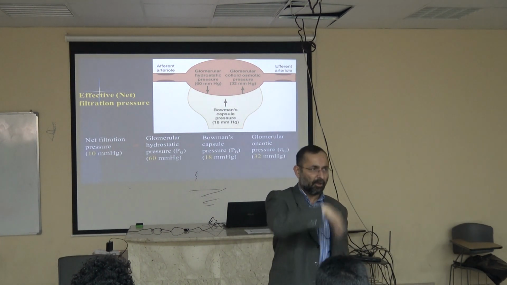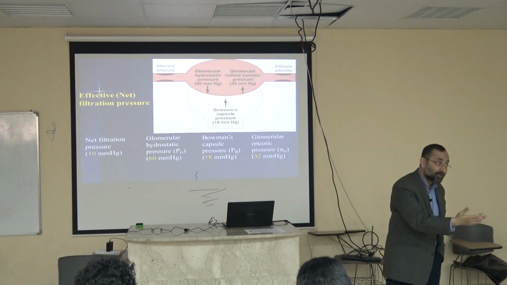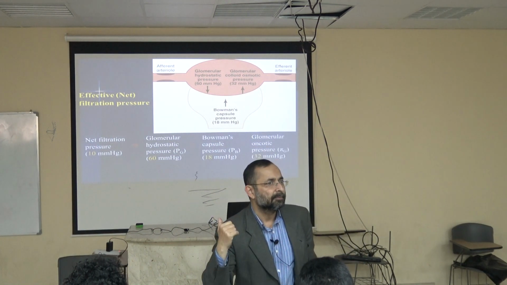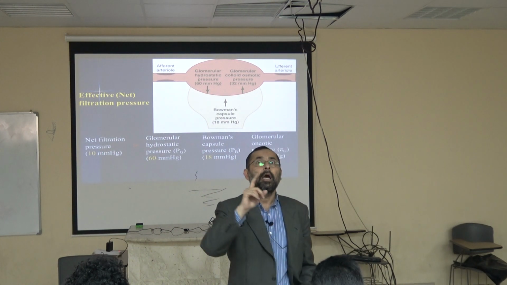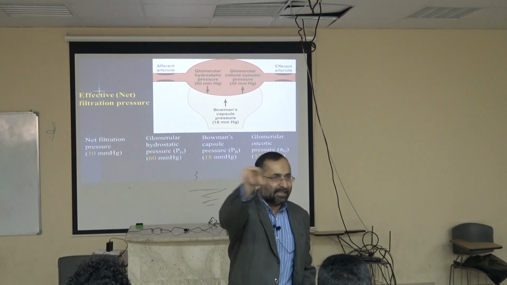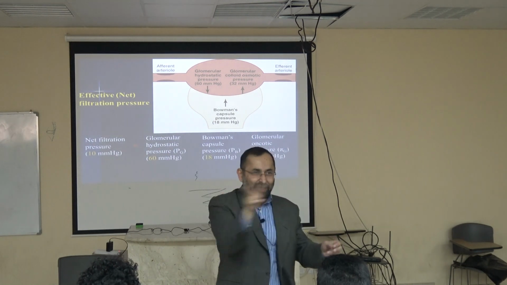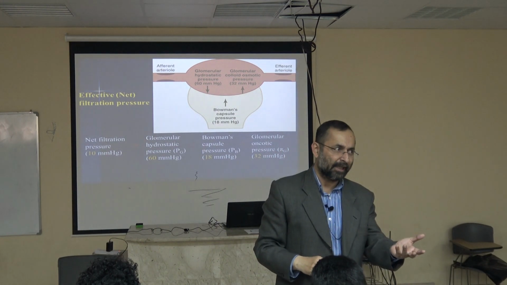Yeah, definitely. Okay, all the forces are acting, and we'll see how they are fighting with each other and what they are doing. Can you see the Bowman's capsule also? Yes. Okay, now first you look and focus at the glomerulus and the afferent arteriole. Blood is coming in that area. Do you think blood has some pressure? Yes or no? Yes.